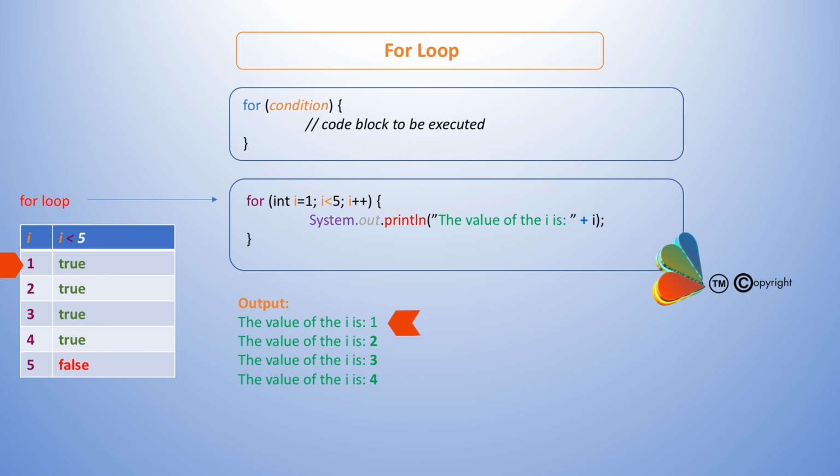Then the value of i gets incremented. Continue looping and displaying the value of i. When the value of i equals 5, then it returns false and the program exits from the for loop.